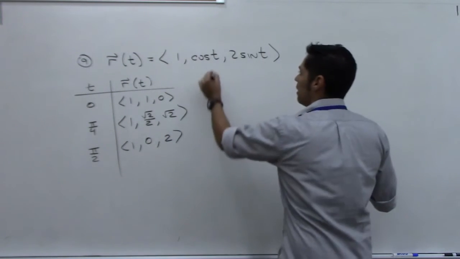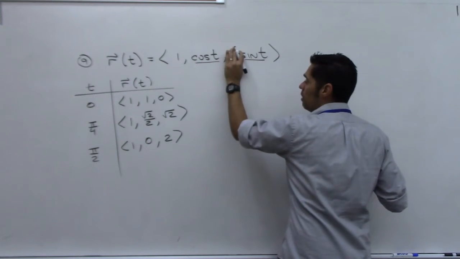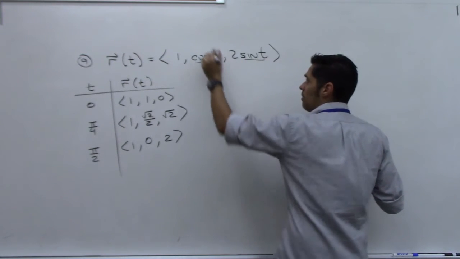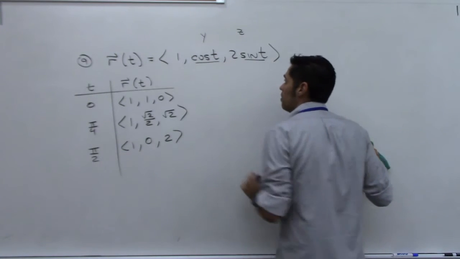So what we should recognize here is that cosine t, sine t, without the 2, would draw a circle. If I make that a 2, what it does is it draws an ellipse. Now, it's drawing an ellipse in the yz plane, and our x coordinate's always going to be 1.